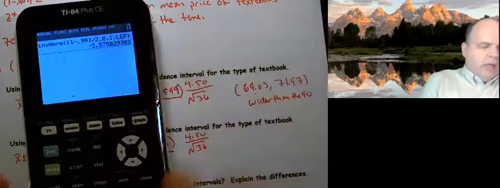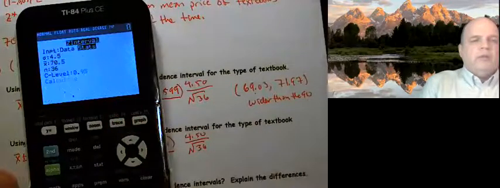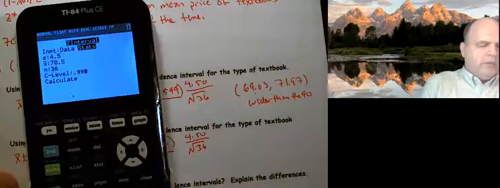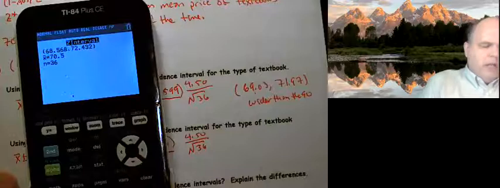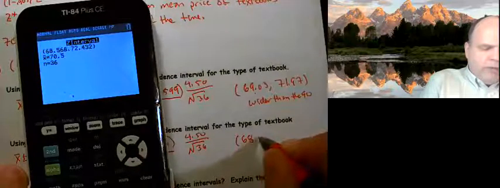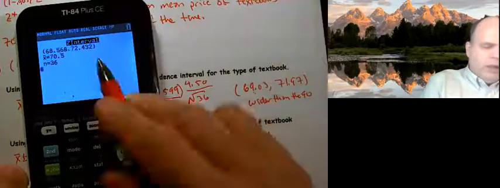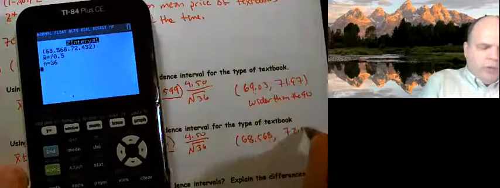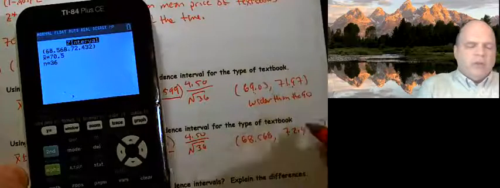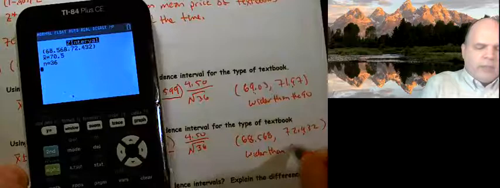So we're going to go back and go stat test number 7, z interval, and change this to 0.99. And I end up getting 68.568. Hey, that's lower than this. And then I have 72.432. And this is larger than this. So this is wider than 95%.